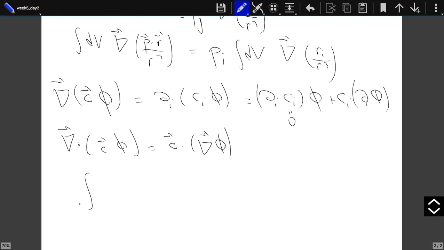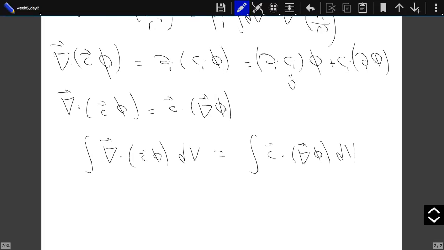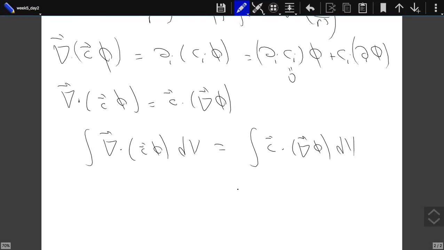So this tells me that if I take the divergence of C times phi, let's integrate it over a volume. On one hand, this is equal to C scalar product with the gradient of phi, dv. But C is a constant vector, so I can take it out of the volume integral. This is equal to C dot gradient of phi, dv. This is what I have on one hand.